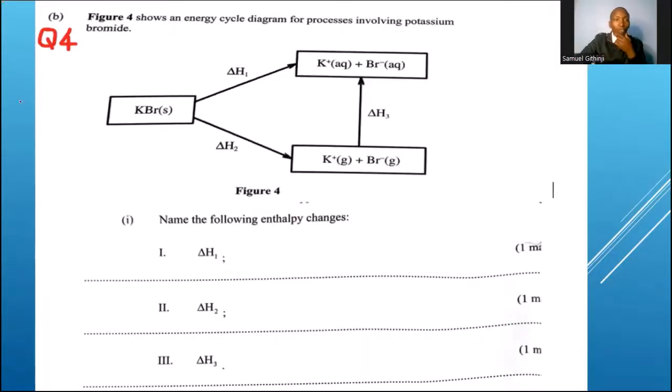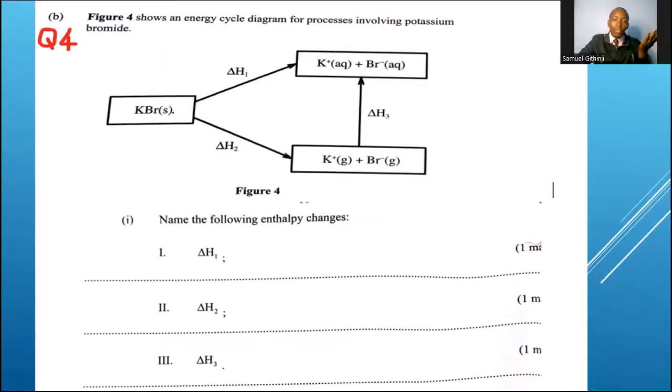This is question 4, part B. For this diagram, the student was given solid potassium bromide, and it is converted to potassium ions in aqueous state and bromide ions in aqueous state. On the other side, you have the same being converted to potassium ions in gaseous state and bromide ions in gaseous state. Then over here, the gaseous ions are hydrated.